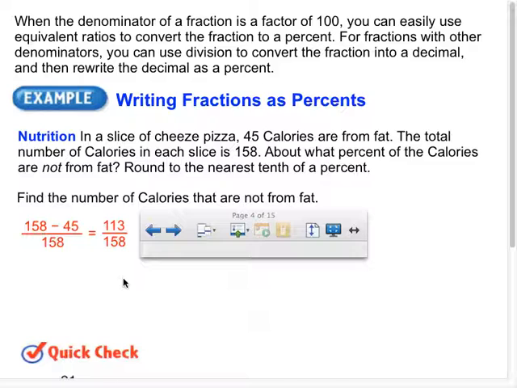So we need to figure out how many calories there are not from fat. Well, we did that by subtracting 45 away from the total calories. You understand? That's how we got 113 calories. Does that make sense? So that's not the answer. We got to figure out the percentage. So now we got to go from a fraction to a decimal to a percent. Do you guys understand? Yep. And you're expected to do it as 7th graders. It's a lot of work.